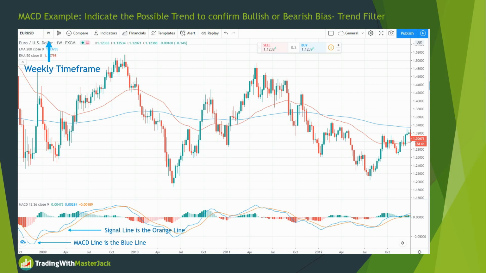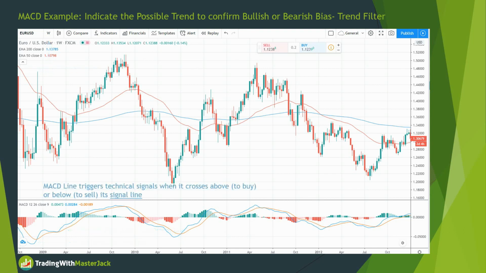Now using the trend filter, the MACD line triggers technical signals when it crosses above to buy or below to sell its signal line. And that was the general thesis of the MACD line crossovers. But if you blindly trade situations like that, in this scenario, this is where the crossover happened and technically gave a buy signal, which would be in this area here. So not much room to have moved there, and because of this strong price rejection, I don't think it would be wise to enter into a buy position here, just because you do not know what's going to happen next.